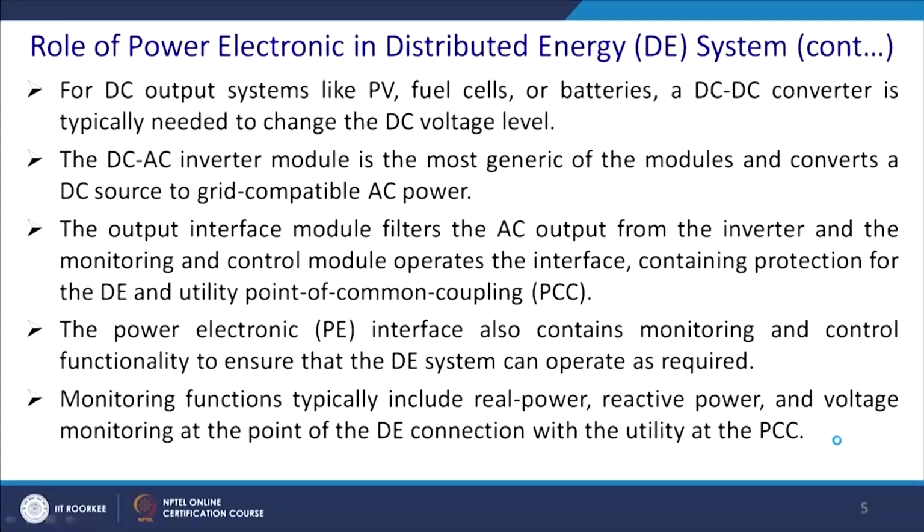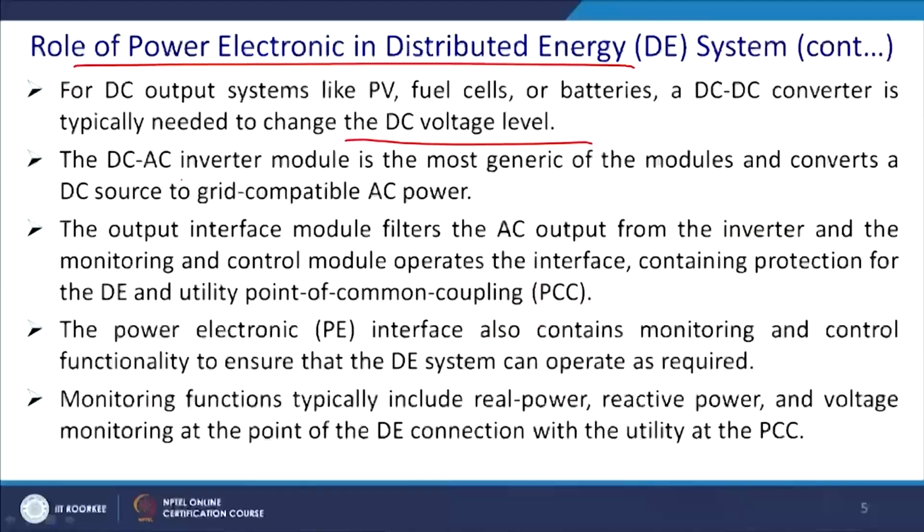So, the role of power electronics in a distributed energy system: for DC output systems like PV, fuel cells or batteries, a DC to DC converter is typically needed to change the DC voltage level. For example, solar has to track the MPPT and thus you have some MPPT voltage level, and ultimately that may not be suitable for utilizing in the DC bus. So, again you have to recalibrate and fit it as a DC link to an inverter.